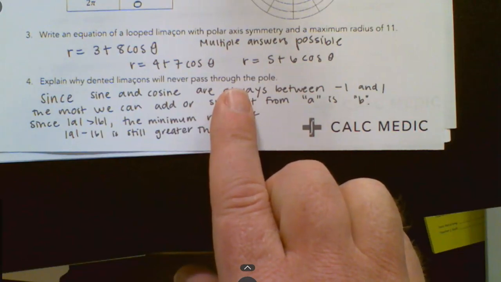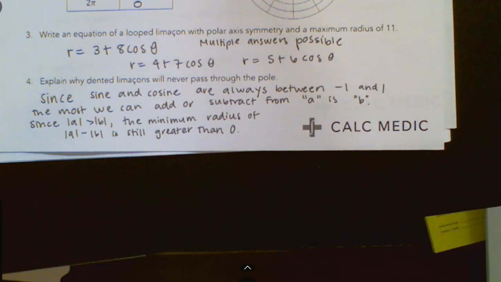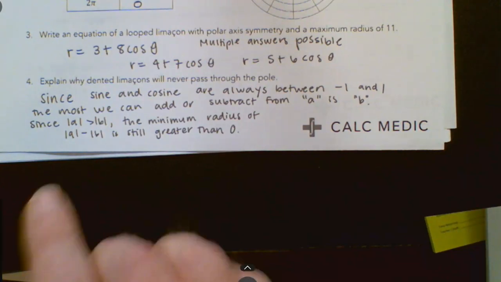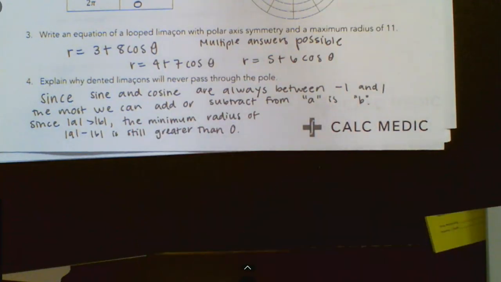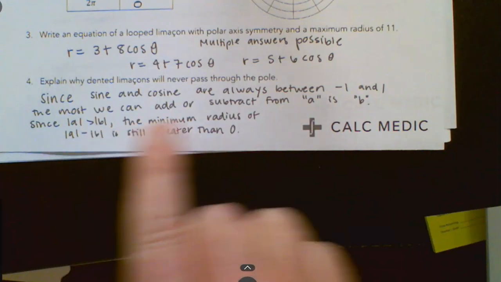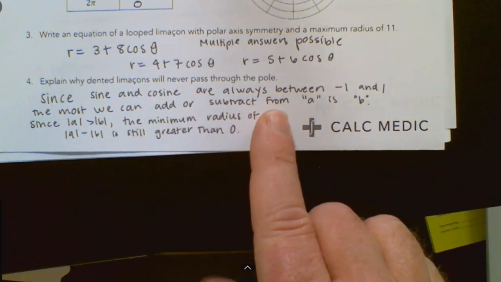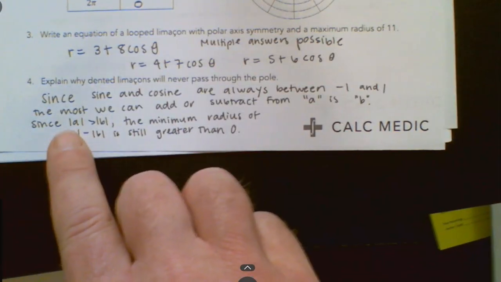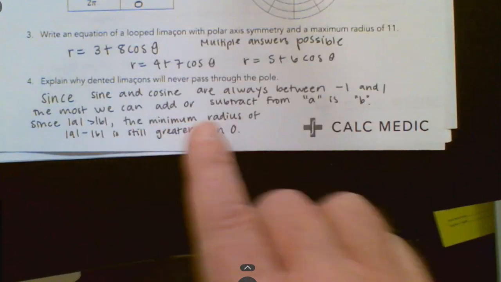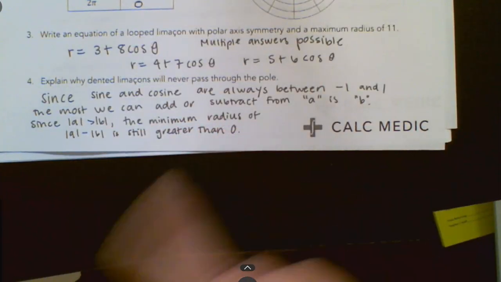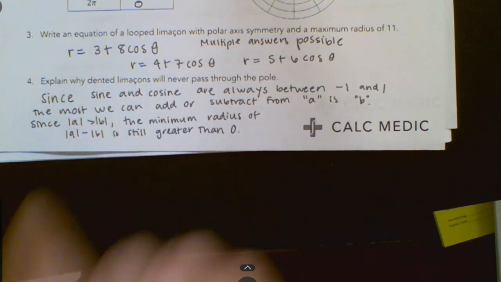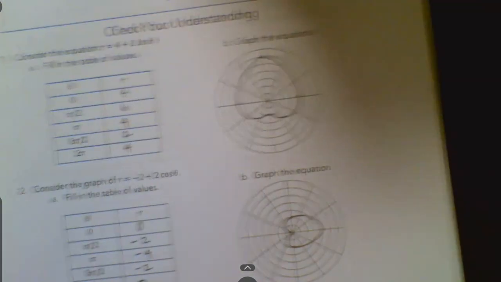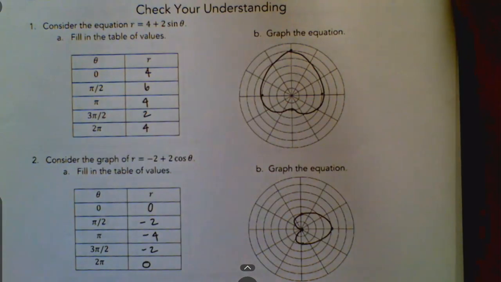Why does the dent never pass through the pole, or the origin? Remember that sine and cosine graphs oscillate between -1 and +1. That's their range. A good way to look at it is, because A is greater than B, the minimum radius you can get on this is still bigger than 0. So you're never going to get 0 when you make that comparison. That's why it never passes through the origin, and that's why you get a shape like this that never passes through the pole. Alright, so that's the end of this one. We'll continue next time.